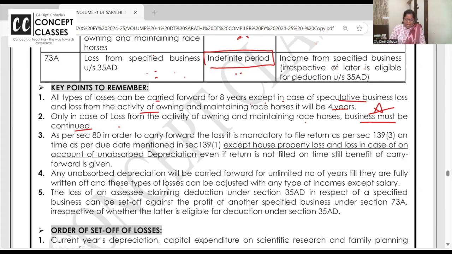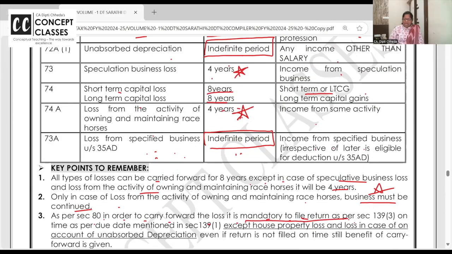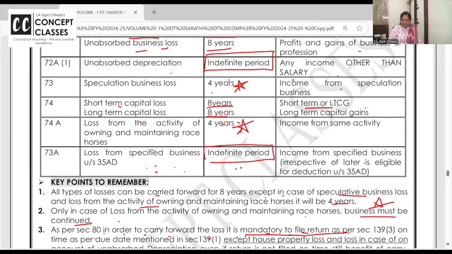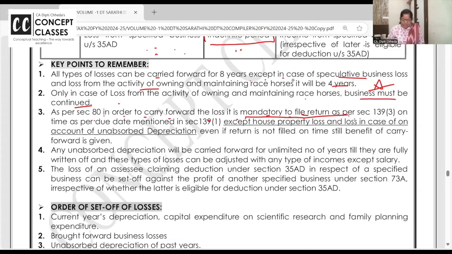Okay? Right. As per section 139, in order to carry forward loss, it is mandatory to file the return on time mentioned in the due date, July and all, except house property and in case of unabsorbed depreciation. Unabsorbed depreciation is for indefinite period. So these two losses can be carried forward even if the return is not filed on time.